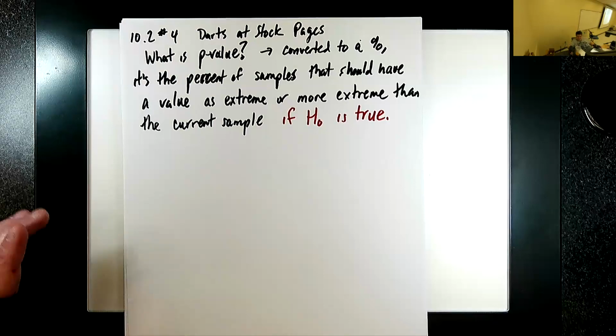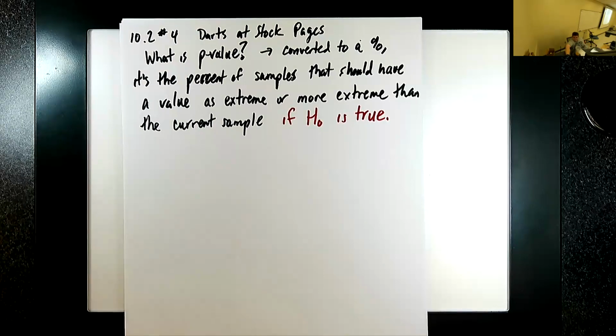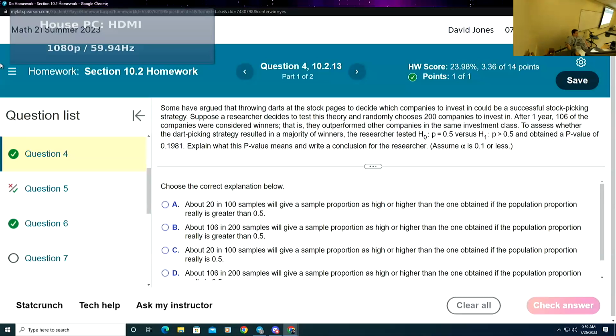All right, so let's take a look at the problem. You'll see this when you're doing your homework. Some have argued that throwing darts at the stock pages to decide which companies to invest in could be a successful stock picking strategy. Suppose a researcher decides to test this theory and randomly chooses 200 companies to invest in. So he throws darts and finds 200. After 1 year, 106 of them are considered winners. That is, they outperformed other companies in the same investment class.